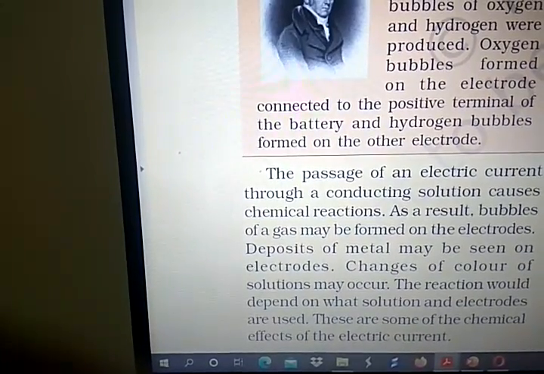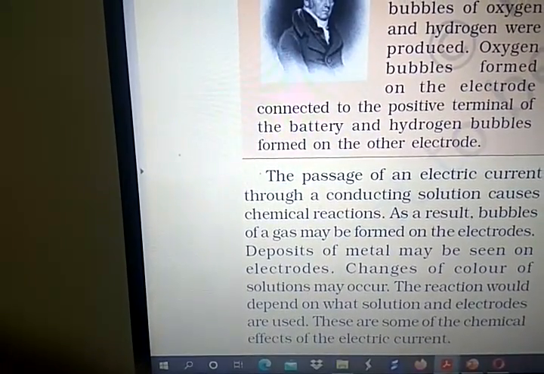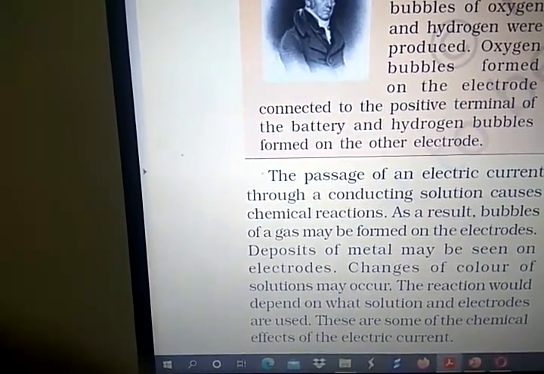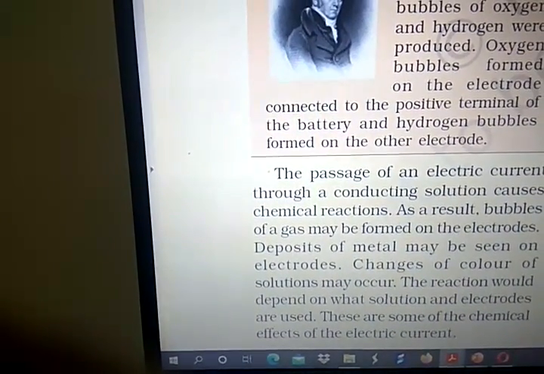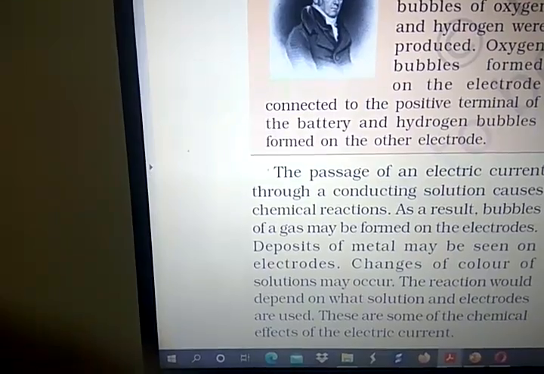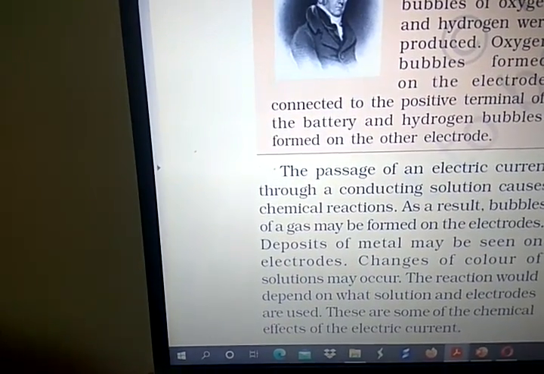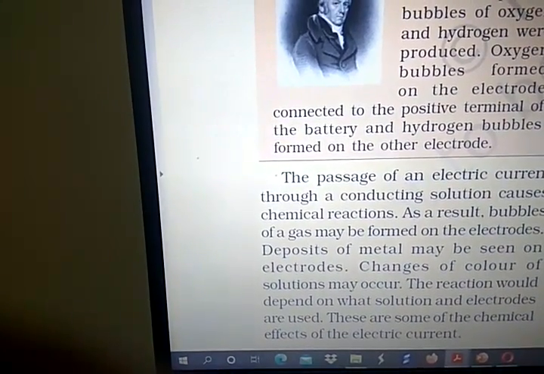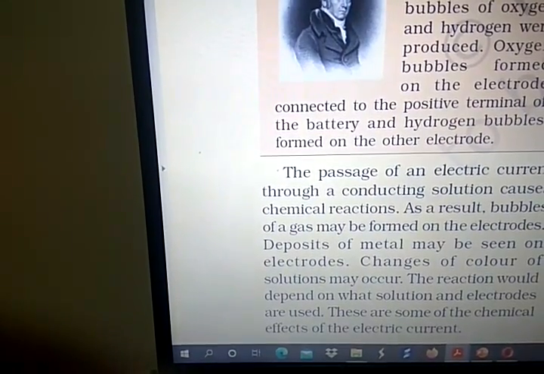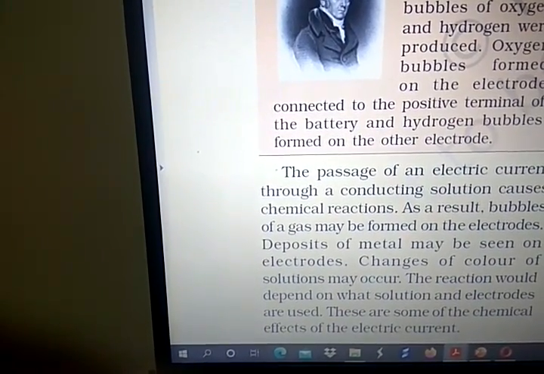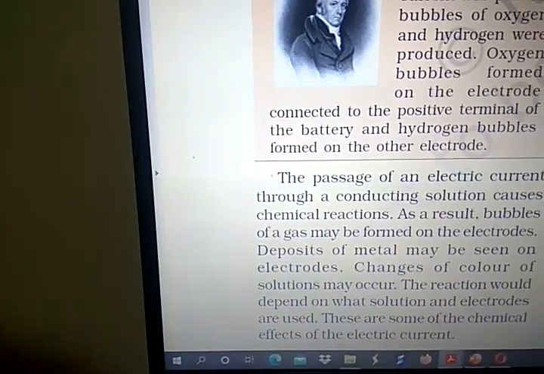Which type of electrode? You can use a copper rod, you can use a zinc rod also, right? The electrolyte solution is also different: copper sulfate, sodium chloride, like that. The reaction would depend on the solution and electrodes used. These are some of the chemical effects of electric current.